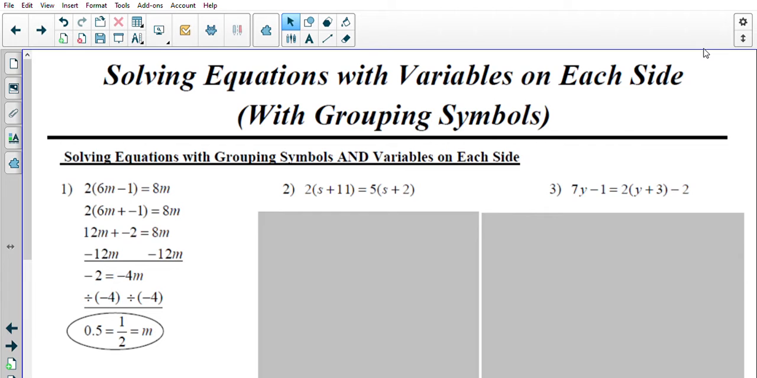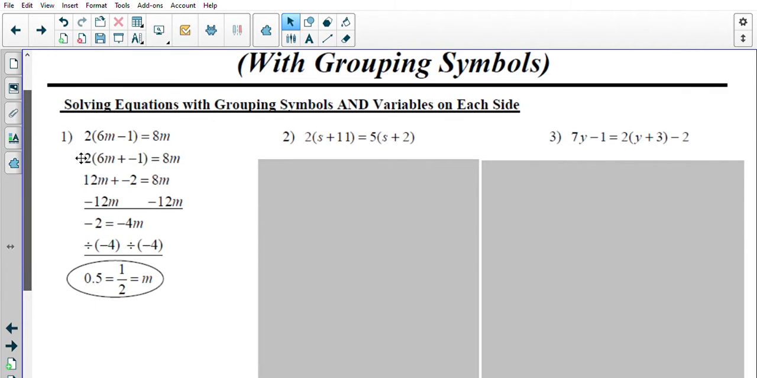Today's video comes from the Solving Equations with Variables on each side with Grouping Symbols guided notes. So we're going to practice solving equations that contain grouping symbols and frequently variables on each side as well. So we're going to start off with example 1 that was in your notes, which is already done for you.